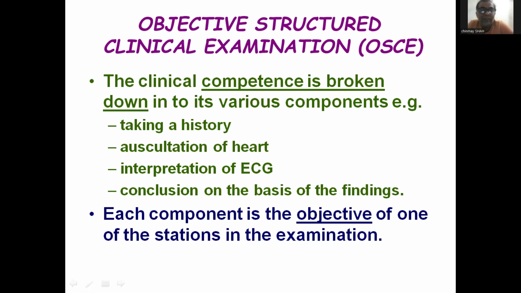Secondly, there is something known as interpretation of ECG, and lastly, conclusion on the basis. So one patient or one case can be divided into different 4 stations. So it is known as a station. Okay, 1 station, 2 station, 3 station, 4 station, and each component has its own objectivity. Okay, is it clear up to this point?